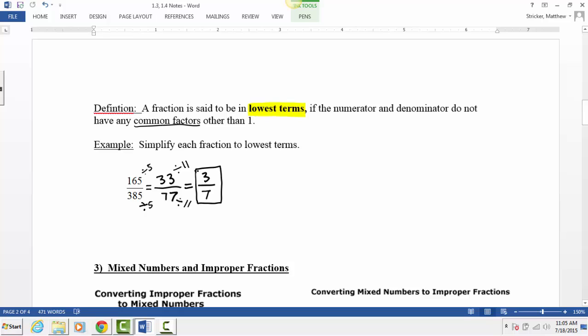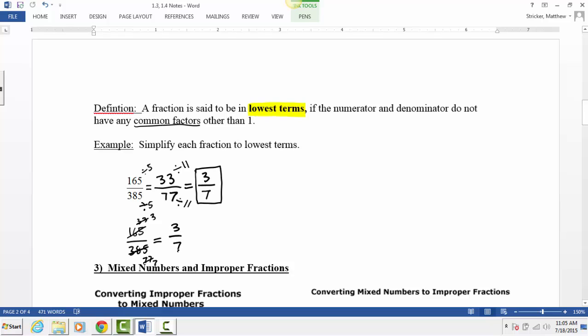Now, a lot of times we see this written out in a different way. When people are simplifying fractions, they'll just go ahead and write it like this. This is divisible by 5, we get 33. This is divisible by 5, we get 77, and then 11 goes into 33 3 times, and 11 goes into 77 7 times, and so this is 3 over 7.